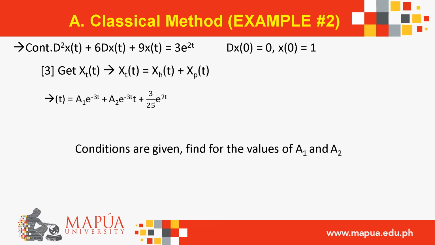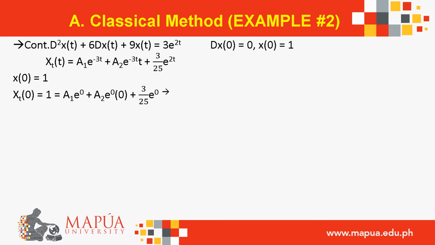Conditions are given. Find the values of a sub 1 and a sub 2. By using x of 0 is equal to 1, a sub 1 e raised to 0 plus a sub 2 e raised to 0 multiplied by 0 plus 3 over 25 e raised to 0 equal to 1, it will bring us to an answer for the value of a sub 1 equal to 22 over 25.